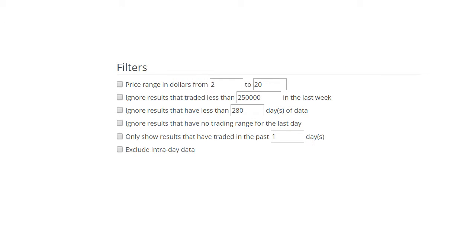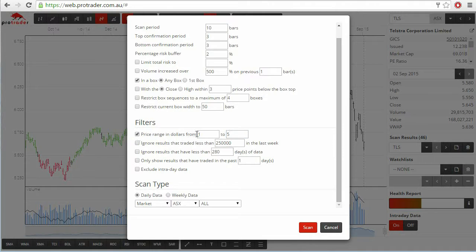With all of the scanning functions, you're able to use filters to get more relevant results for your trading style. You can filter by price range. For example, maybe you only want to look at stocks over $5 for your super fund, or maybe you want to look at spec stocks under 50 cents.